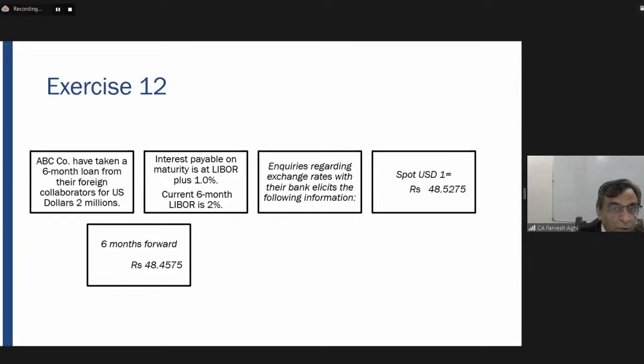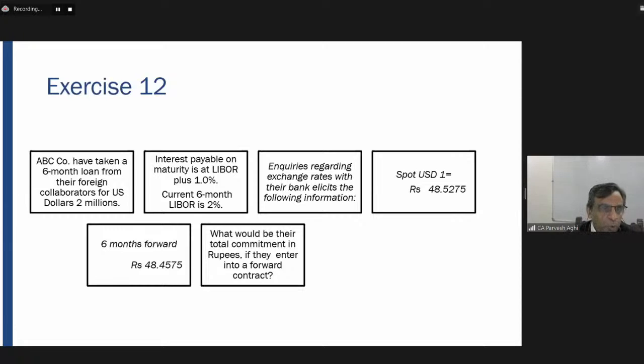Now note the forward quote as well as the spot quote. What is happening to the dollar? The dollar is actually depreciating. Unusual, because the dollar normally appreciates. So the 6 months forward rate which they get from the banker is 48.45, which signifies that the dollar is going to weaken against the Indian rupee in 6 months' time.